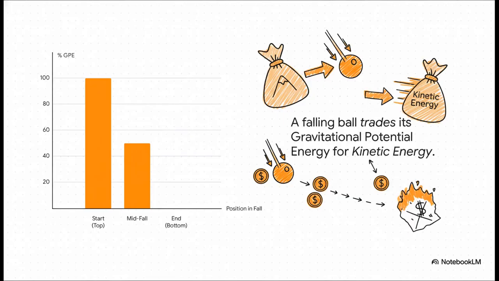And this is a perfect way to visualize it. Just look at a falling ball. At the very top, before it's released, its energy account is 100% full of gravitational potential energy. As it starts to fall, that GPE gets cashed out and deposited directly into its kinetic energy account. By the time it's about to hit the ground, the transfer is complete. It's all motion, no more potential. See? The books are perfectly balanced.